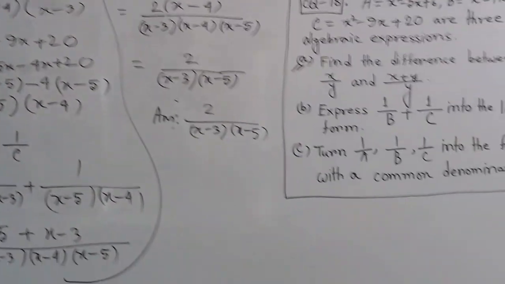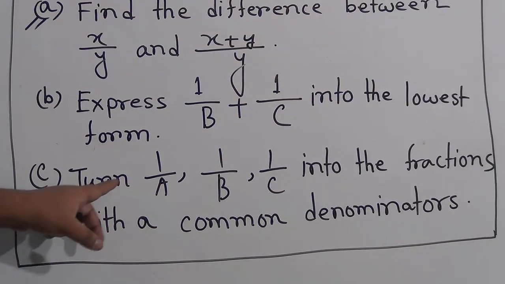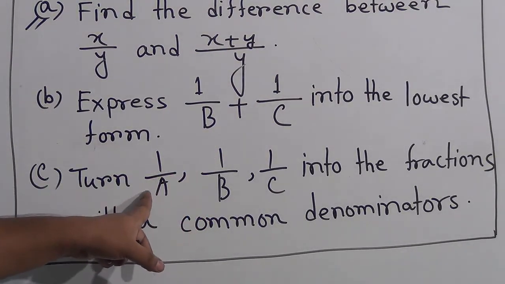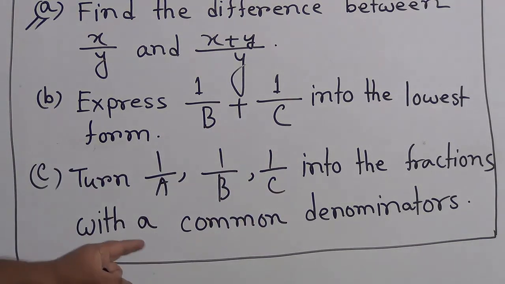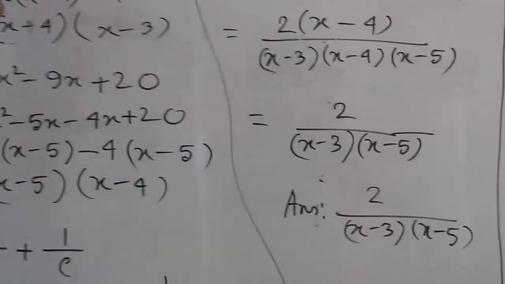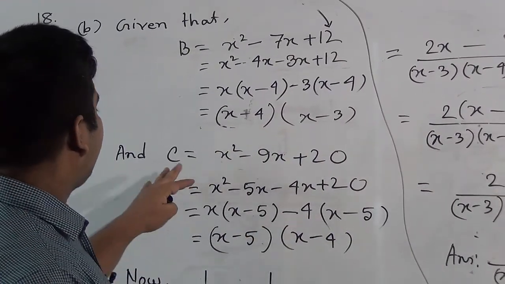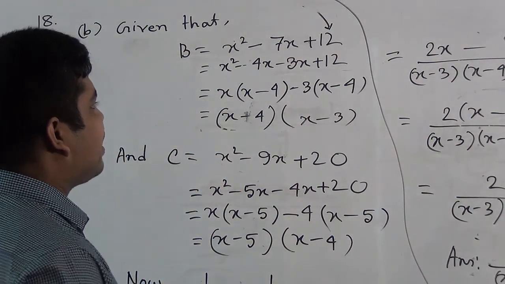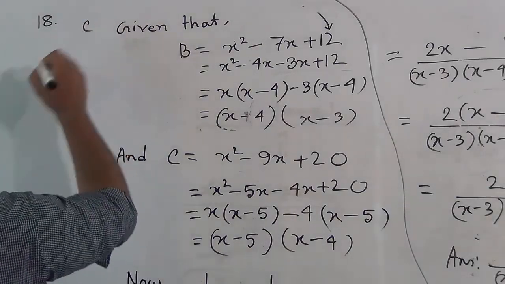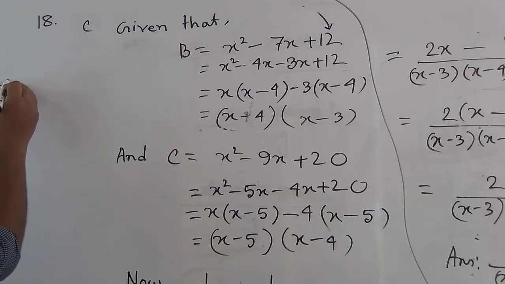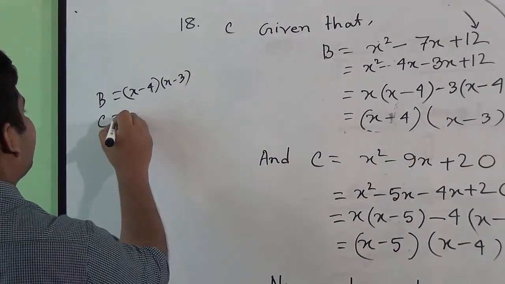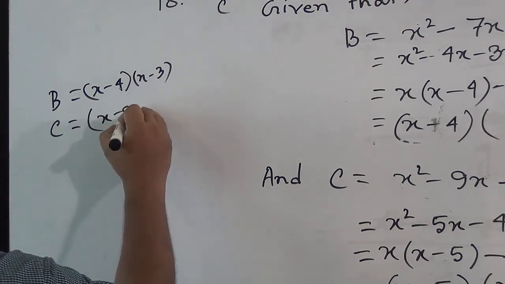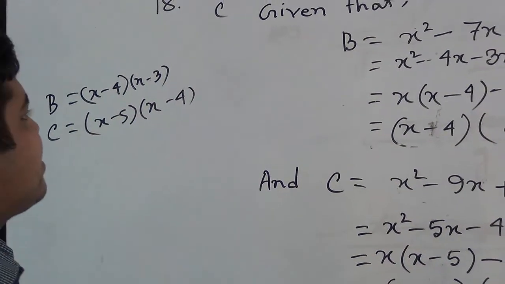Next we shall solve question number c, but here you notice, turn 1 by a, 1 by b, 1 by c into fractions with a common denominator. So we need the value of a, b and c, but in b we have already converted this expression into factors. We have also already converted c into factors, so we need the value of b and the value of c. The value of b is x minus 4 x minus 3. Value of c is x minus 5 x minus 4. Now I erase this.